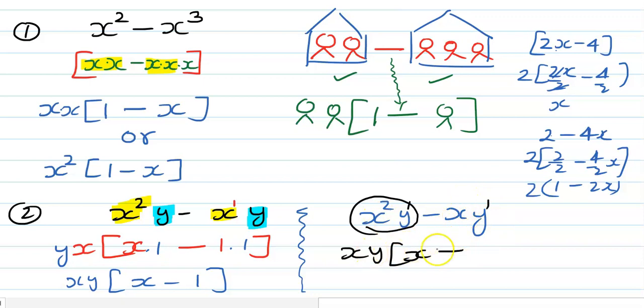Out of xy, x is out, so nothing is left. So no need to write down 0, write down 1. So it will be xy, x minus 1. I hope it's okay. Now I'm going to give you some questions and then you can try.